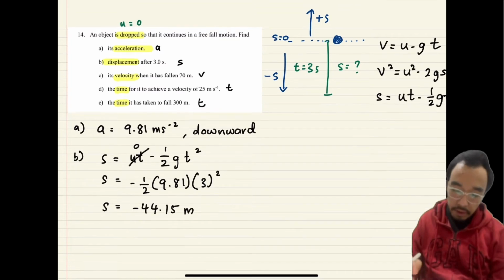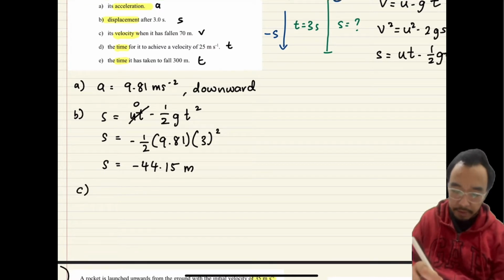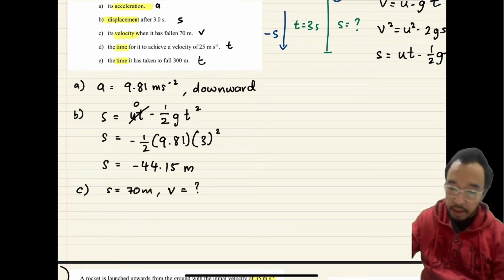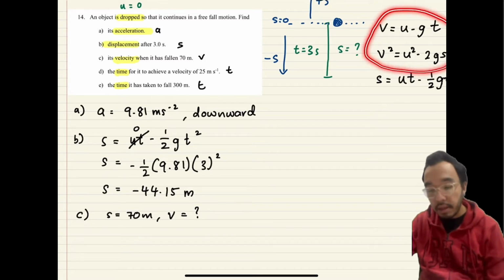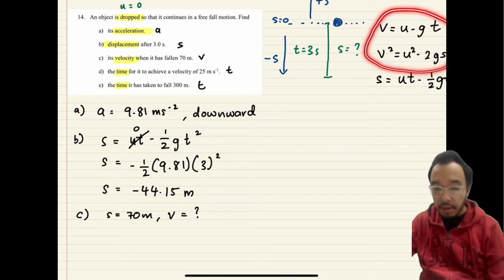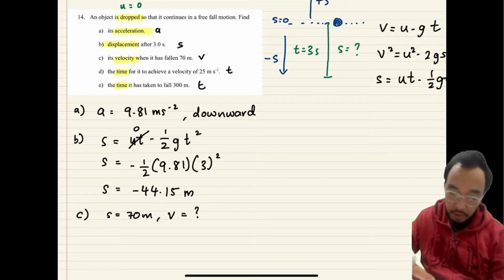C. Now we're going to do C. Its velocity when it has fallen 70 meters. So now, as it's given, they want you to find the velocity. Again, you have to choose the formula. If you want to find V, you need to use either the first or second one, because the third one doesn't have any V inside there. You don't know the time, but you do know the displacement, so I think we can use this one. So it will be V square equals U square minus 2GS.